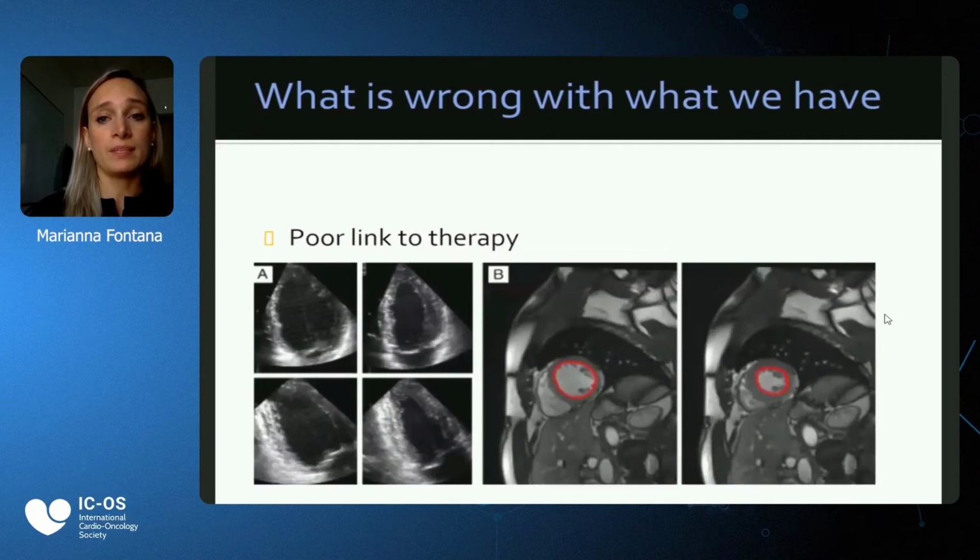The third problem is that our link to treatment is very poor. In oncology, this is very different. In oncology, we've got a beautiful example of treatments which target specific pathways, and imaging modality can actually visualize and follow and track changes over time over that specific pathway. What we do in cardiology is very different.